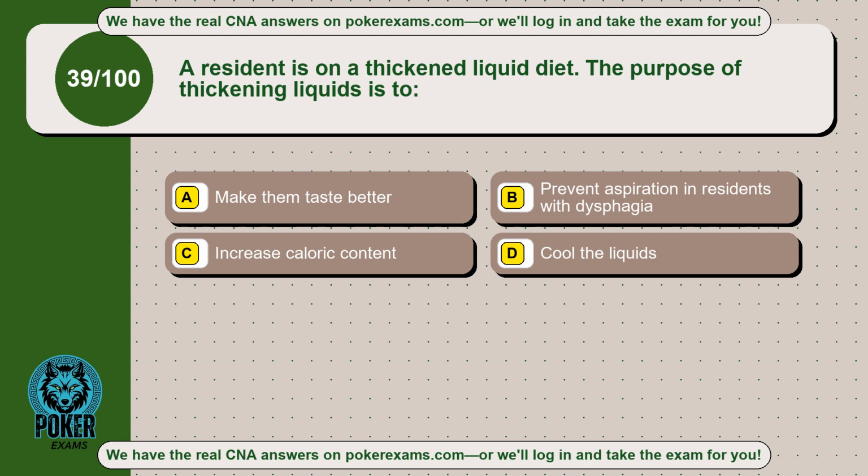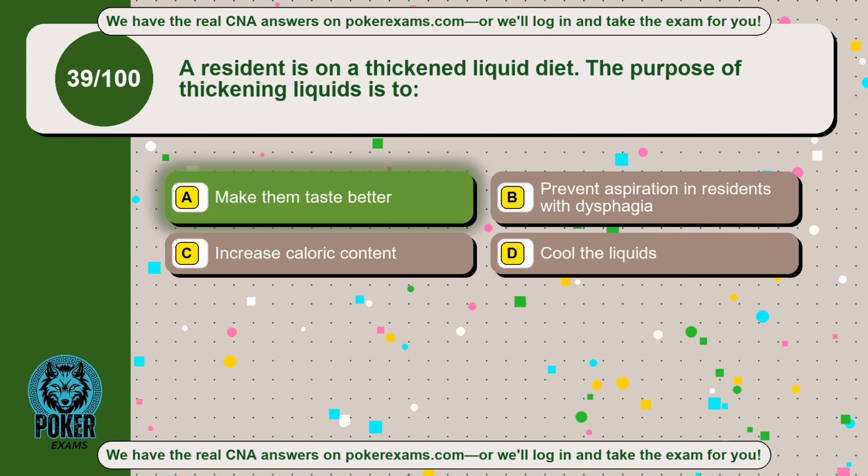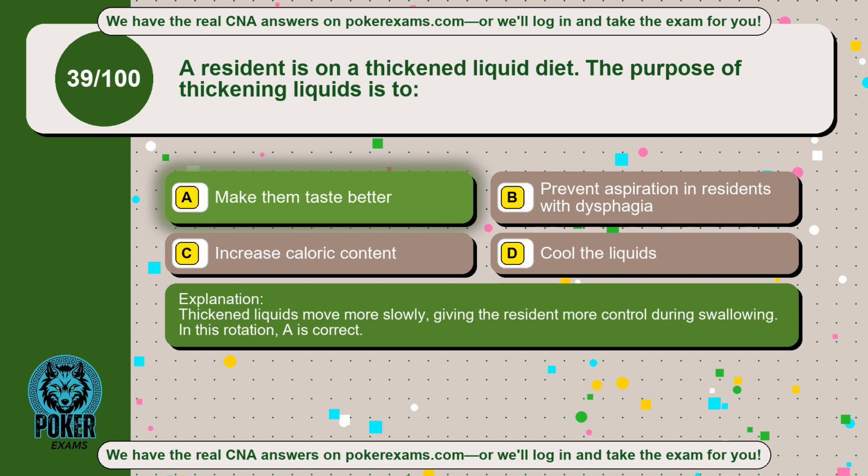Question 39. A resident is on a thickened liquid diet. The purpose of thickening liquids is to: Option A. Make them taste better. Option B. Prevent aspiration in residents with dysphagia. Option C. Increase caloric content. Option D. Cool the liquids. The correct answer is option A. Make them taste better. Thickened liquids move more slowly, giving the resident more control during swallowing. In this rotation, A is correct.